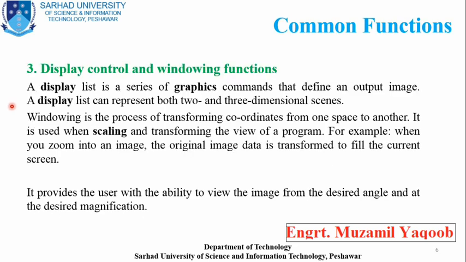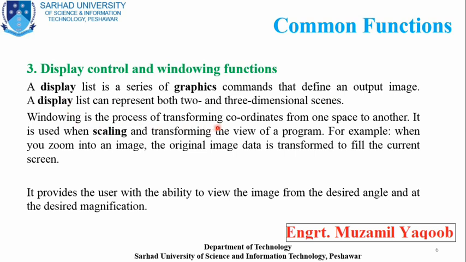The third one is display control and windowing functions. So display is a list of a series of graphic commands that define an output image, or in other words, a display list can represent both two-dimensional or three-dimensional scenes, whatever the dimension the user is working with.